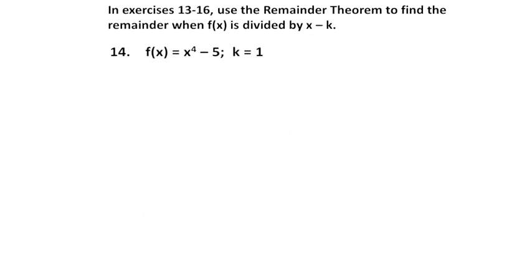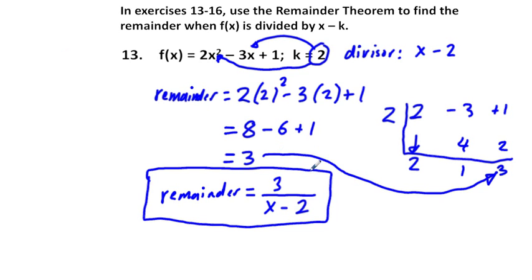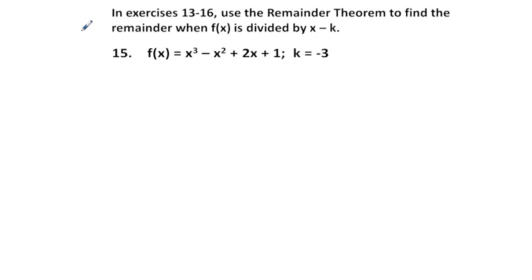Next. And the purpose being that we don't have to find a remainder. We don't have to go through all the process of synthetic division or long division to find that out using the remainder theorem. Here we have, use the remainder theorem. So our divisor here is going to be x minus k, so x minus negative 3, which equals x plus 3. So that's going to be our divisor.